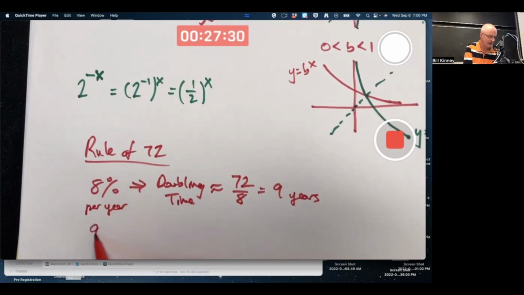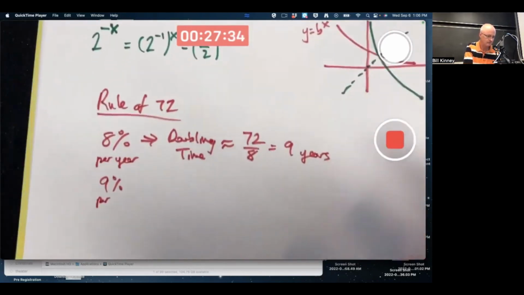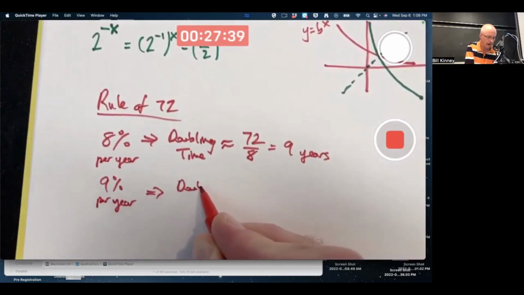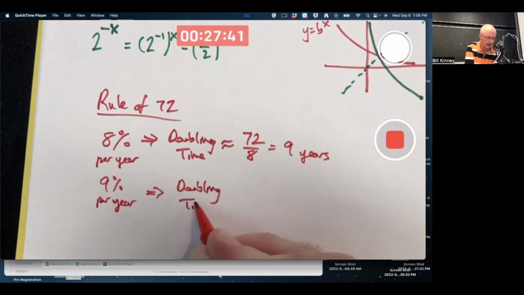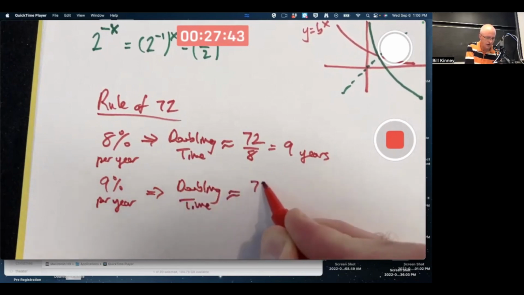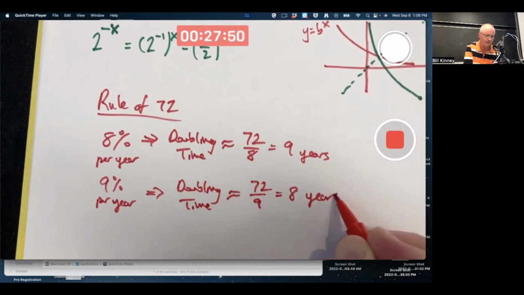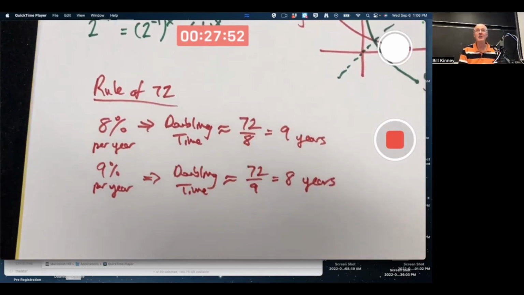If it's 9% per year, then the doubling time is approximately 72 divided by 9, which is 8 years. How could you confirm this?